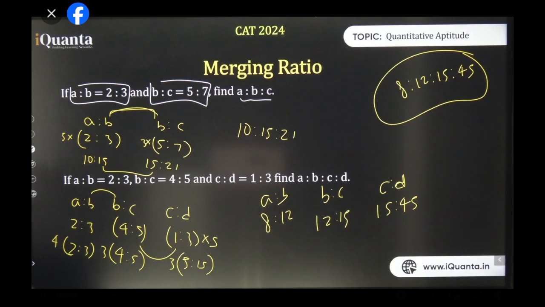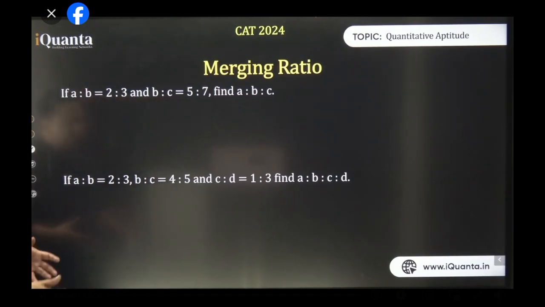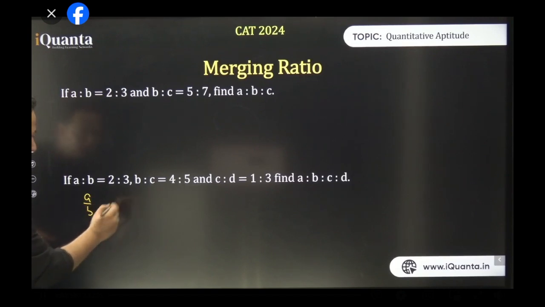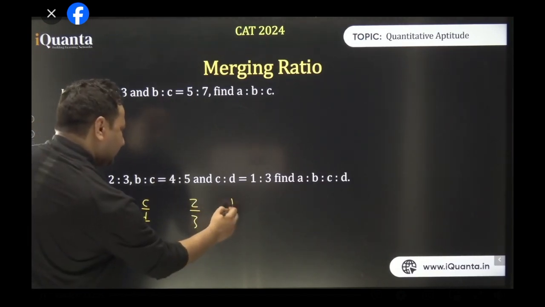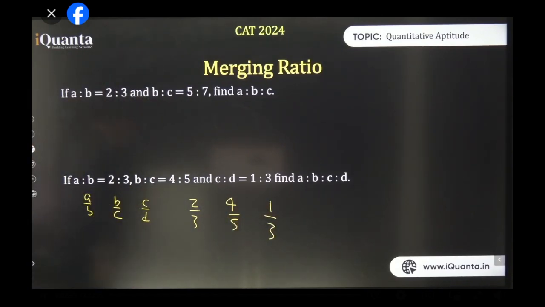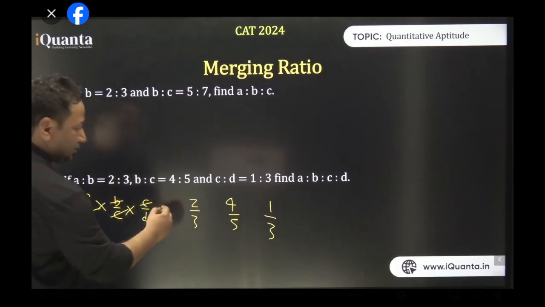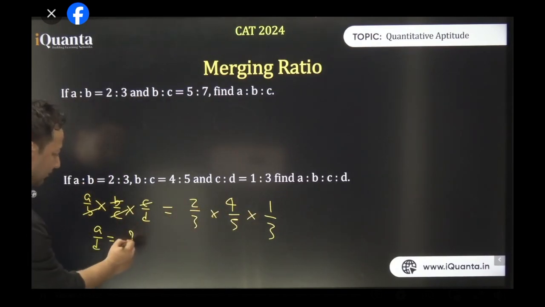Okay. And we can do it in one more way. I'll tell you what I do. I don't do it this way. I'll tell you my way, okay? See, I do something really cool. Here we have A by B, then B by C, then C by D. A by B is 2 by 3, B by C is 4 by 5, and C by D is 1 by 3. When I look at this, I get to know that B is common, C is common. So if I multiply them all, B and C will be gone, and all we have is A upon D, which is equal to 8 upon 45.